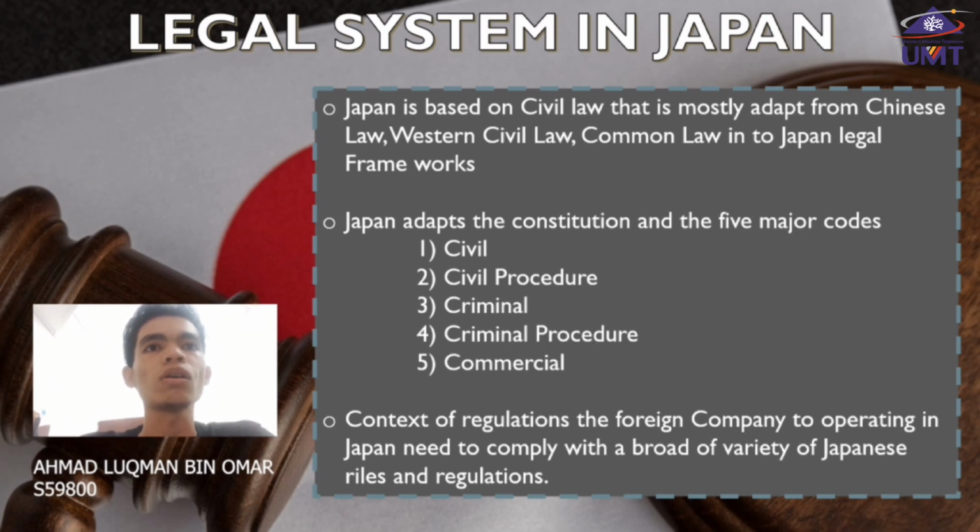Also, in every field of law, there is a very significant body of published case law that interprets the fundamental codes and is carefully monitored by lawyers and legal academics. In the context of regulation, foreign companies wanting to operate in Japan must comply with a variety of Japanese rules and regulations, such as those pertaining to taxation, employment, importing, foreign investment, real estate, and banking.